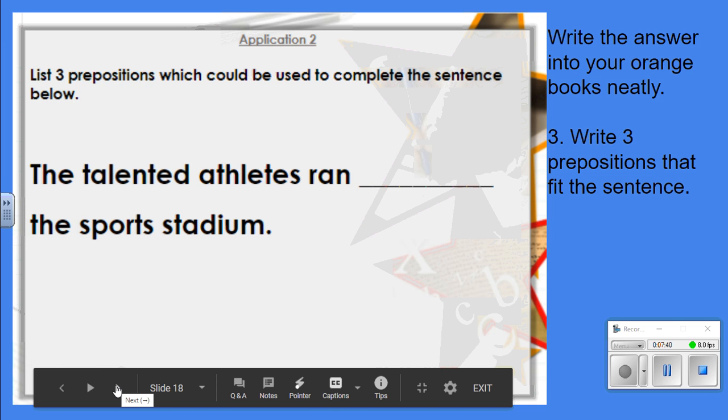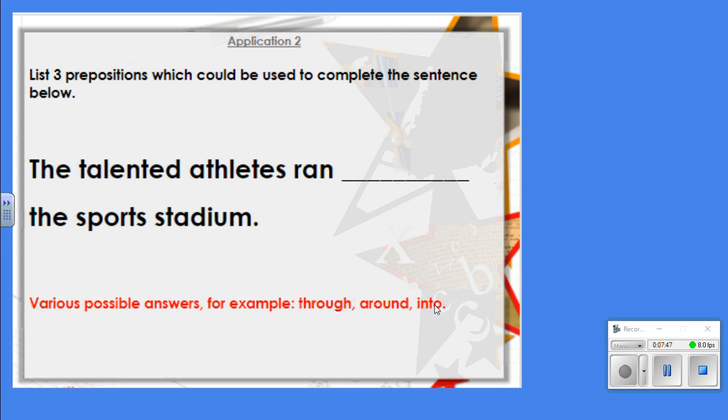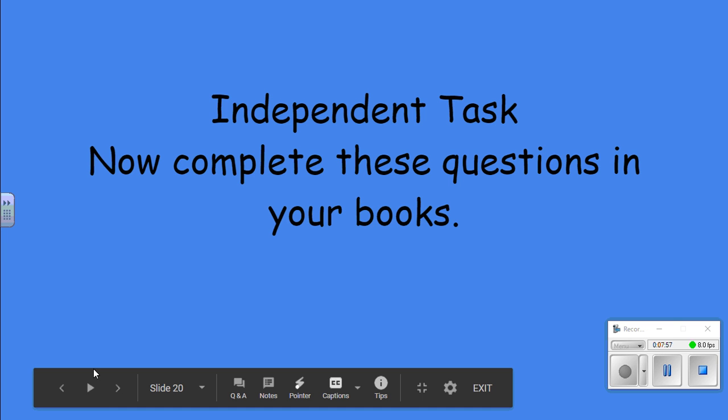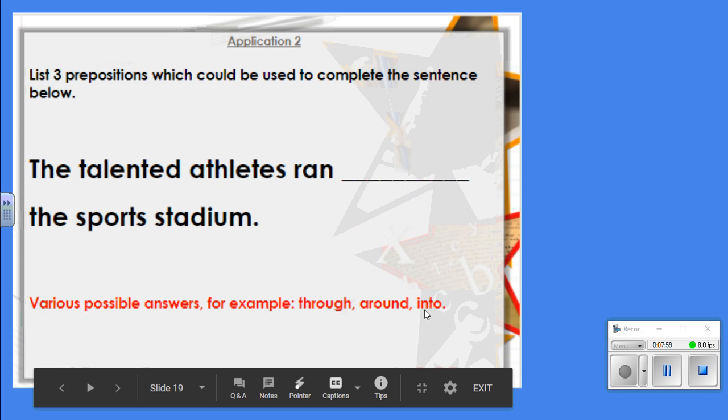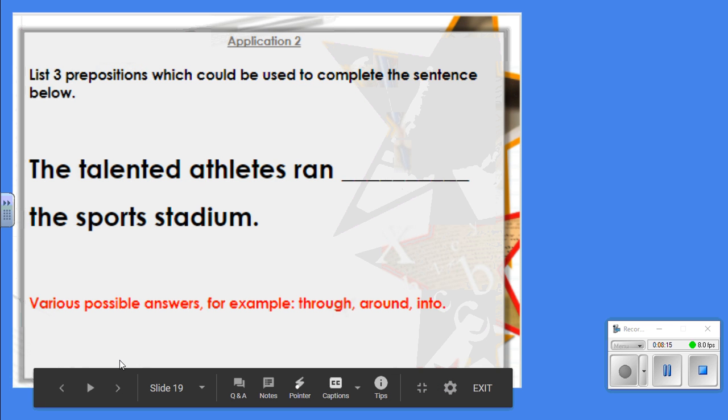Okay, let's have a look at some answers together. So various possible answers, for example, are through, around and into. The talented athletes ran through the sports stadium. The talented athletes ran around the sports stadium. And the talented athletes ran into the sports stadium. Okay, so again, read back through your answers, check they make sense, pause the video while you do that, and then if you're happy with your answers, unpause the video and we'll look at what's next.